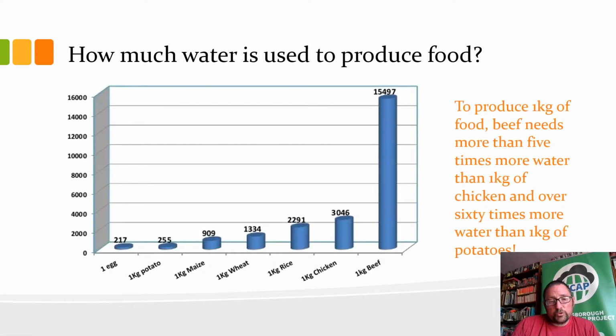And how much water is needed to produce food? To produce 1 kilogram of food, beef needs more than 5 times more water than 1 kilogram of chicken, and over 60 times more water than 1 kilogram of potatoes.